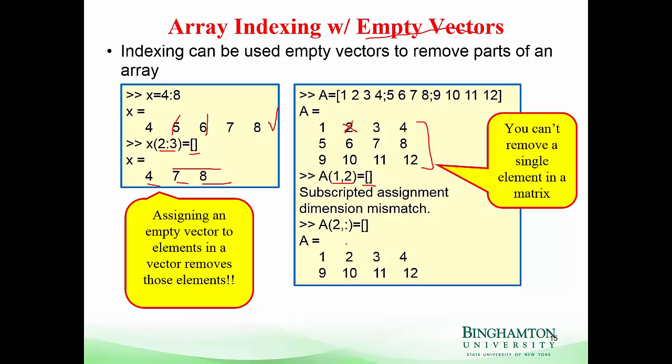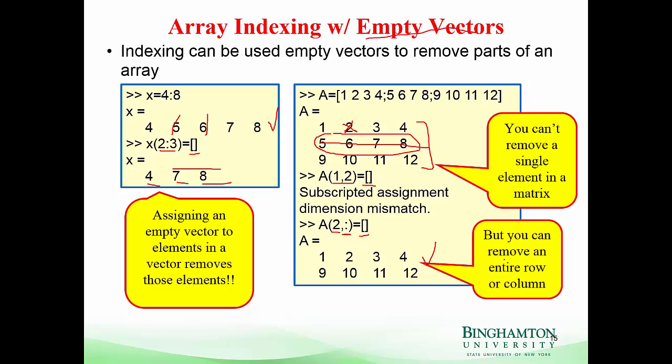But what I can do, using the colon indexing, is insertion index an entire row or an entire column. So in this case, I'm insertion indexing the entire second row. So second row, all columns. This row is now marked for elimination because I've assigned an empty vector to it. So it's gone, and I'm left with the first and third rows. So that is actually pretty cool.